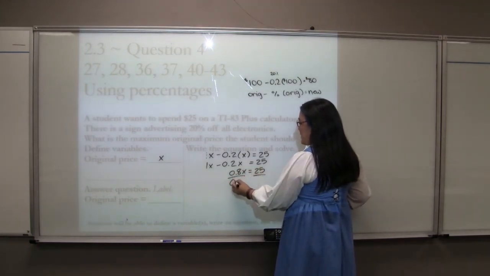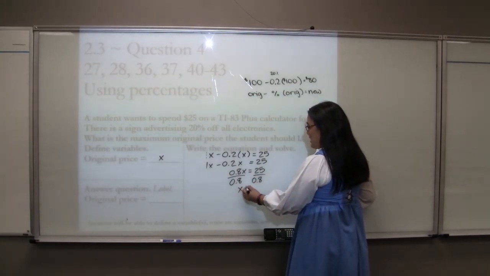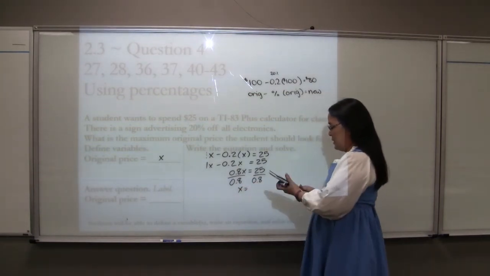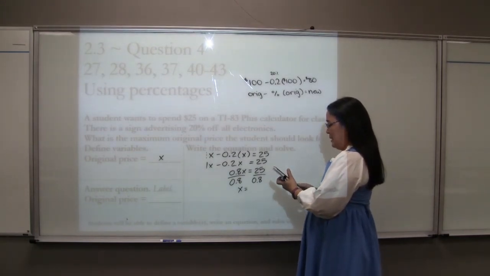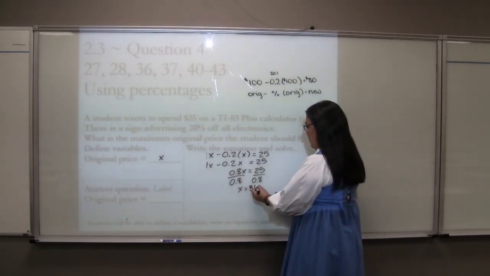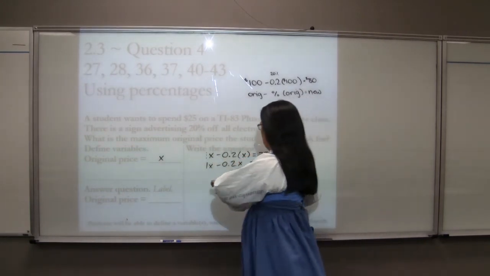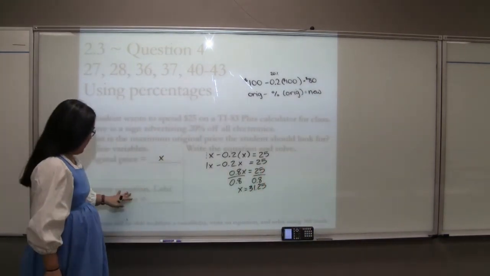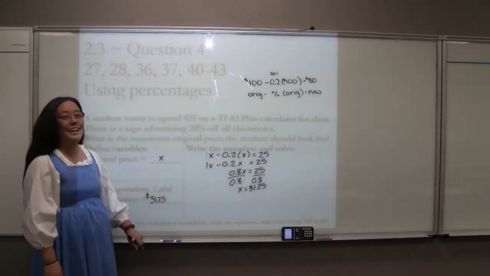Dividing both sides by 0.8. And you will get 25 divided by 0.8. We can definitely do that by hand. But that would give us 31.25. So variables, formula, solve, and answer 31.25, but it's not done until we label it as money.